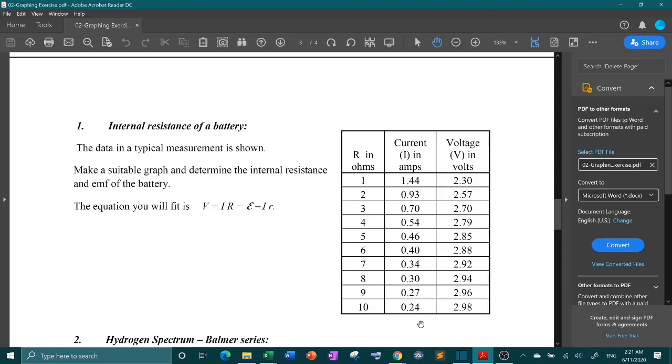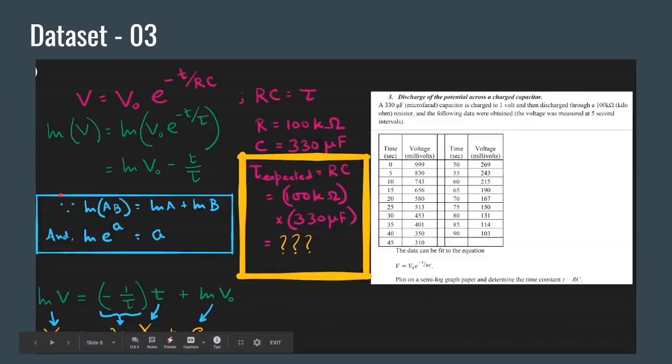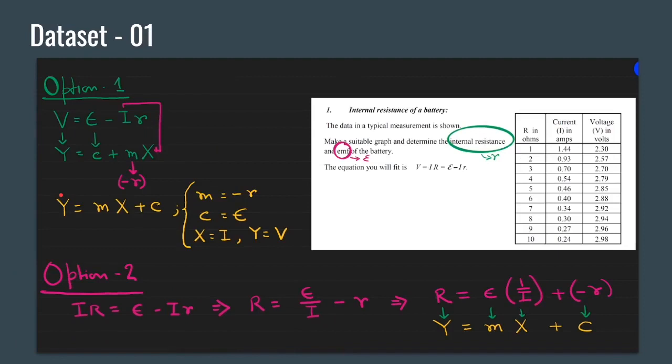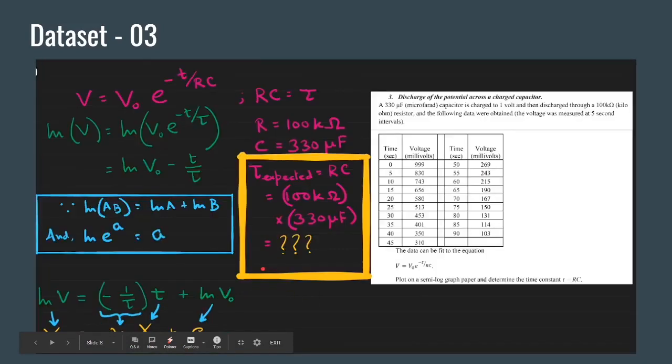and then we plot them. For dataset 1, I'll suggest you use option 2. For dataset 2, also use option 2, because then you don't have to worry about setting the constraint for the intercept equal to 0. For dataset 4, and then dataset 3, there's just one option, use that. Okay.